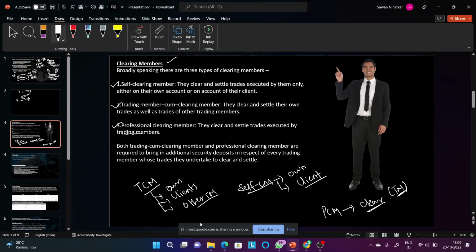Now again, this point is very important. Both trading cum clearing member, that is your TCM, and your professional clearing member are required to bring in additional security deposits in respect of every trading member whose trades they undertake, clear and settle. So they are required to bring in additional security deposits.